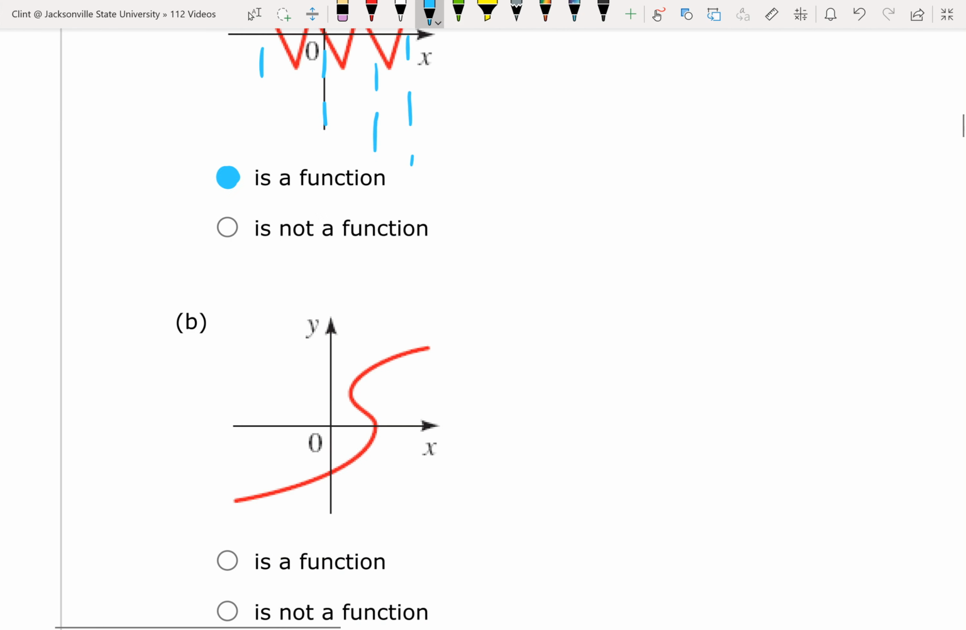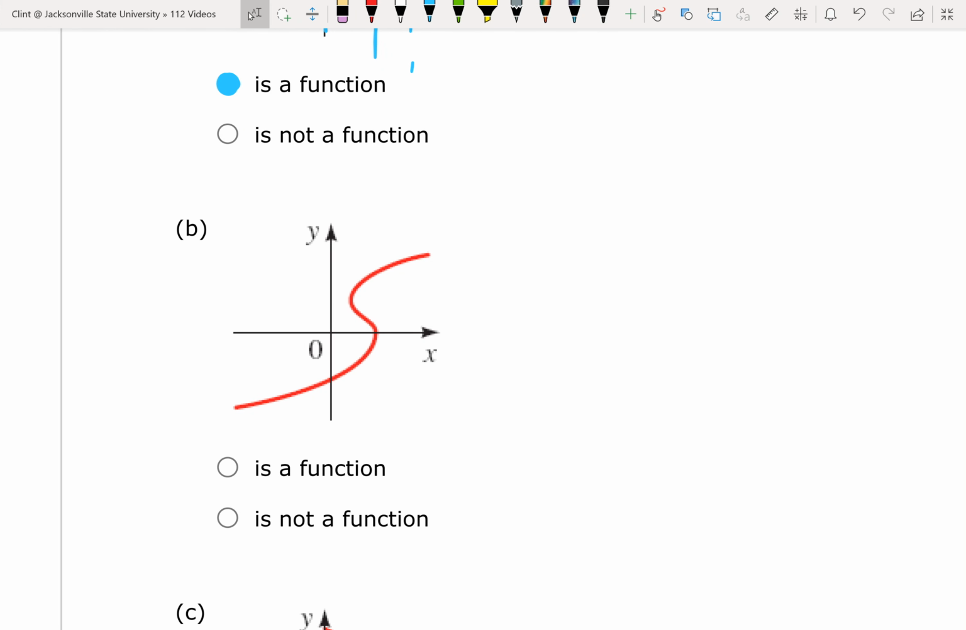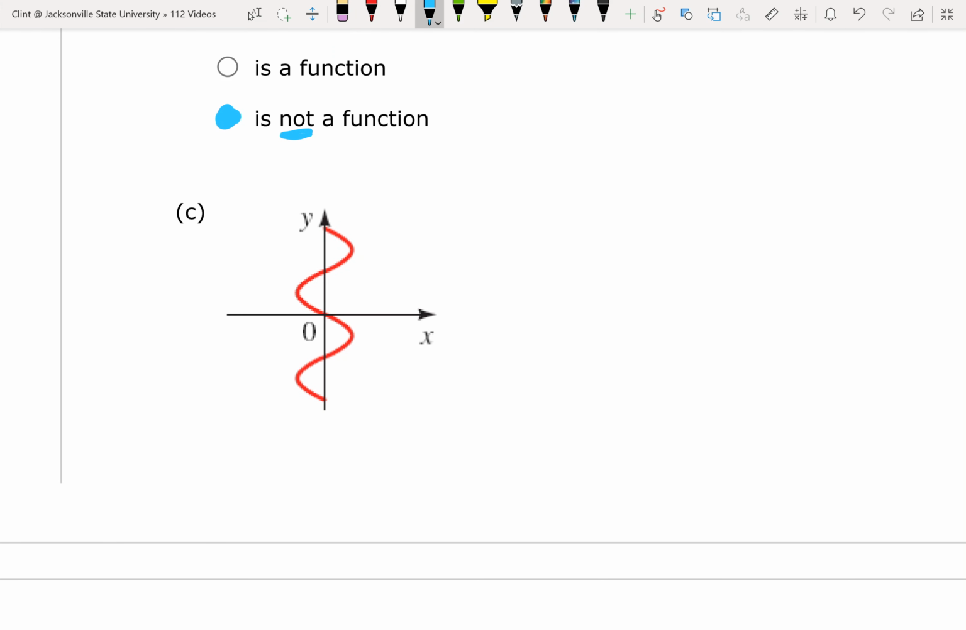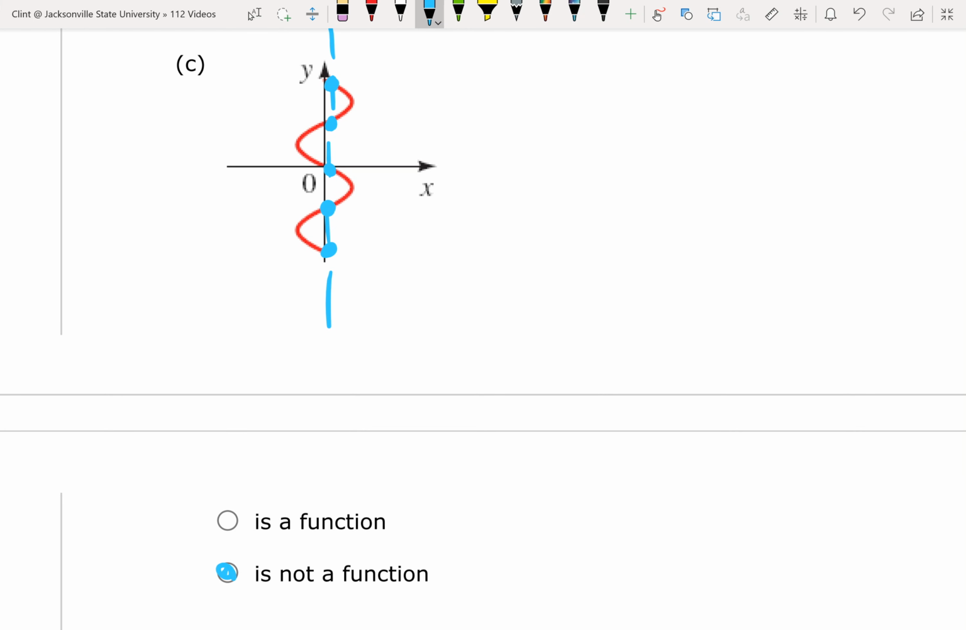Okay, part B. I see somewhere in here, if we draw a vertical line, it's going to touch more than once. We touch there, there, and there. So this one fails the vertical line test, so it is not a function. Similar on part C, you draw a vertical line somewhere in here, and you can touch the graph a whole bunch of times. So part C is not a function.